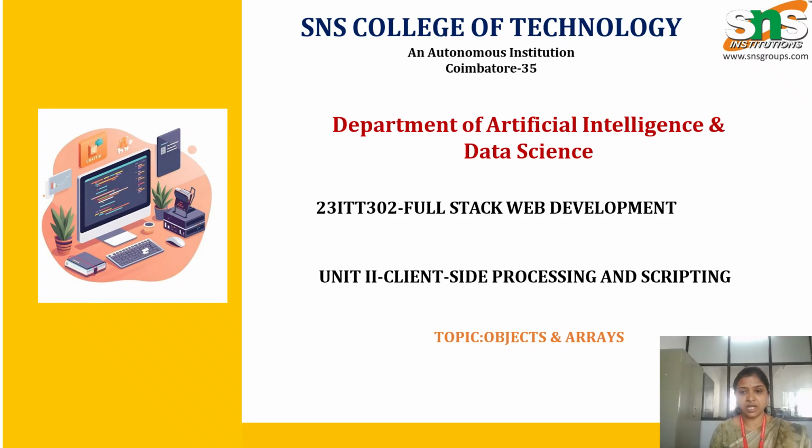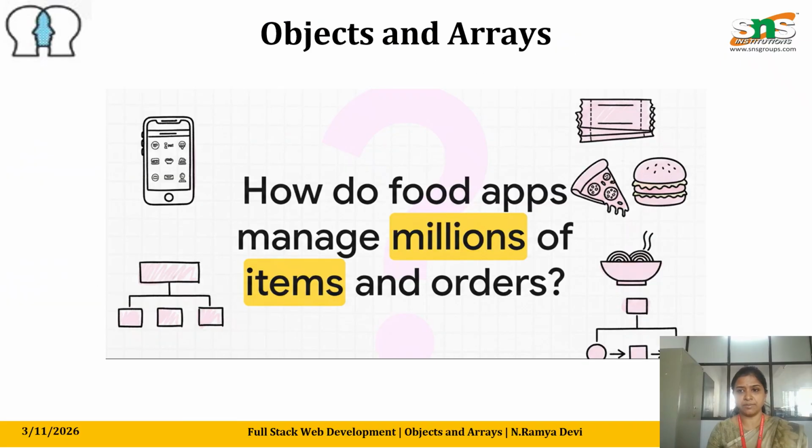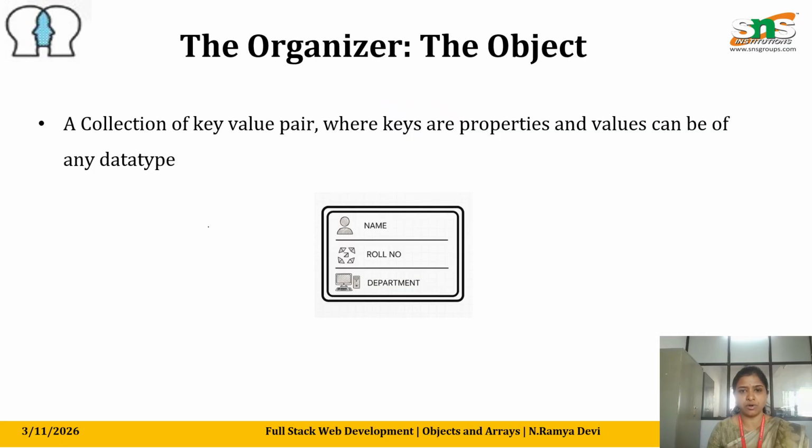So arrays and objects are the fundamental data structures in JavaScript, in which an array stores ordered collections of data, and objects represent real world entities using properties and values. They are essential for building dynamic web applications, APIs, and any data manipulations. For example, if we take a food app, how do we manage all the items and orders in it? They'll be stored either in the form of an object or in the form of an array.